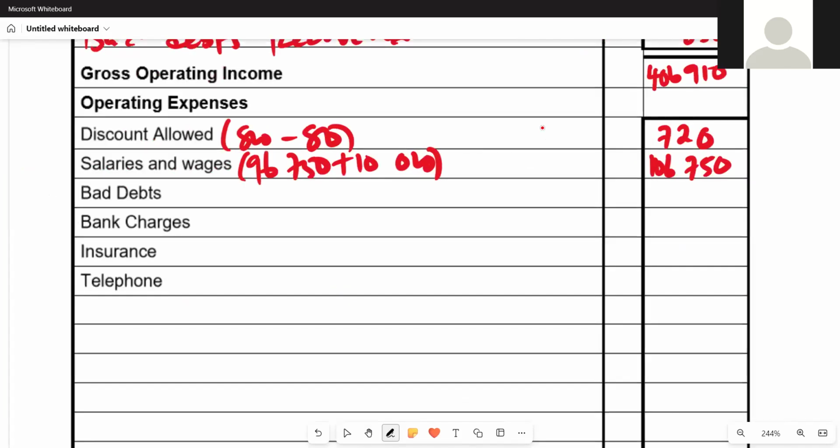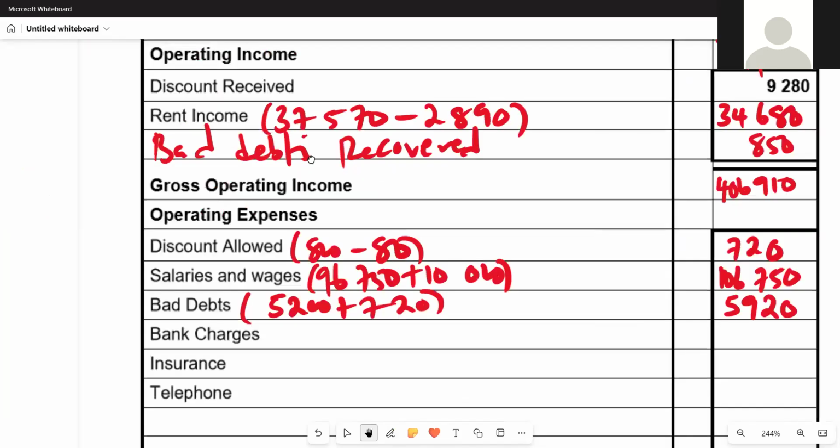So here we are saying bad debts, the figure that we have is 5,200. Then add your 720. So the total that we are supposed to get is 5,920. 5,920. And then you go to bank charges.